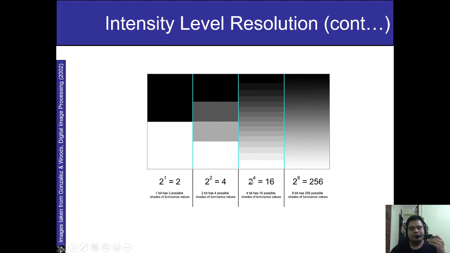But if you reduce the intensity level resolution, now your eyes can see borders, a line separating each and every value. That's why 8 bits is practical, and by default computers use 8 bits. If you still want to use, let's say, 9 bits or 10 bits, you still see the same thing. Your eyes are not sensitive enough to see any difference between 8 bits, 9 bits, 10 bits, or more than 8 bits.